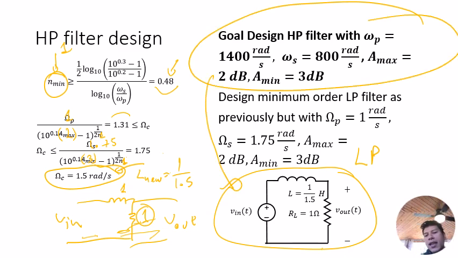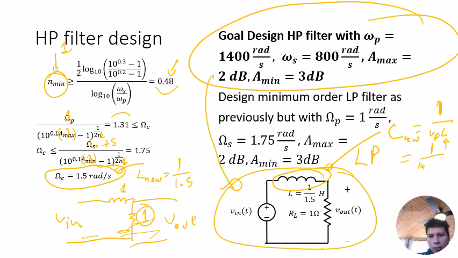So for our very last step, we're going to take this inductor and replace it with a capacitor, following our formula that the capacitance C has to be equal to 1 over omega p L. In this case, L was 1.5 and omega p is 1400. So we're going to have 1 over 1400 times 1 over 1.5. You can put that into the calculator, and that's going to give you the value of the capacitance that you need to put in there.